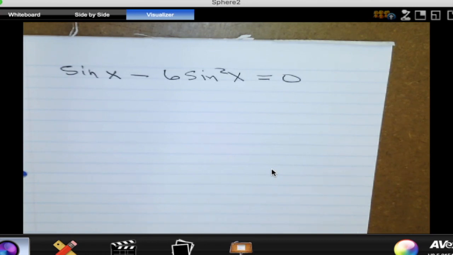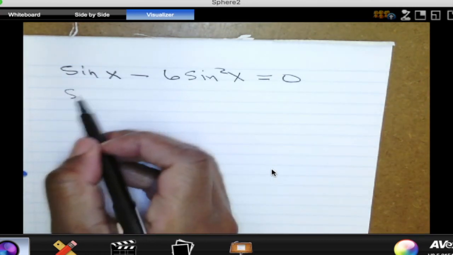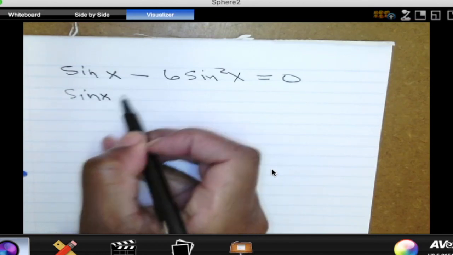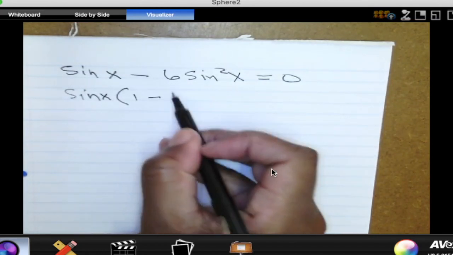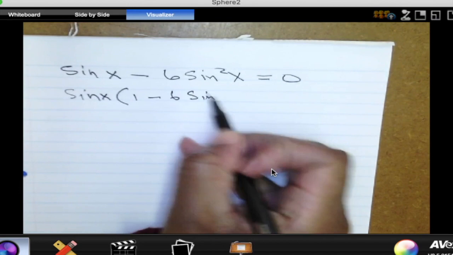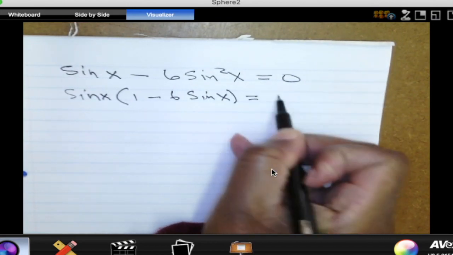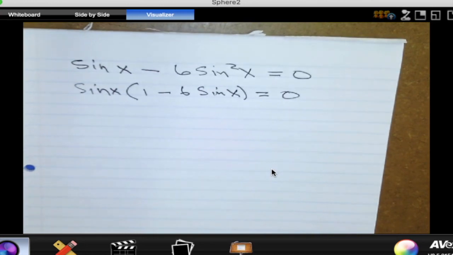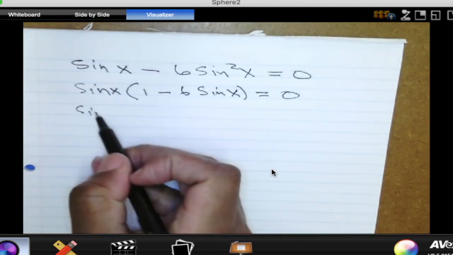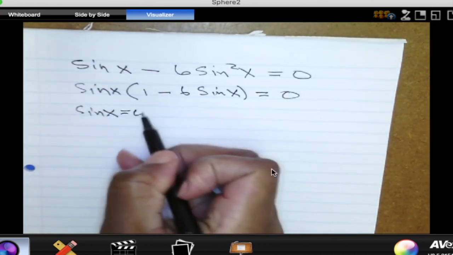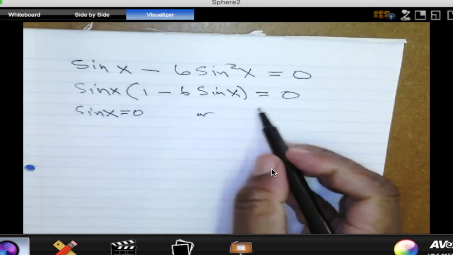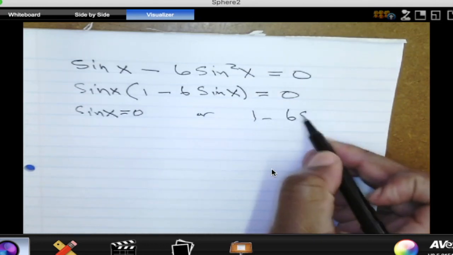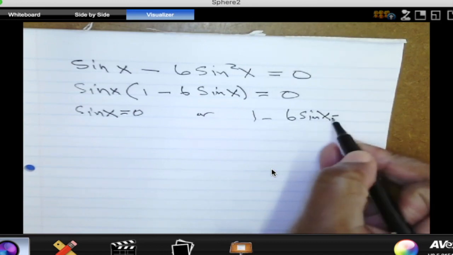So we can factorize straight away. Sine x is common, right? So sine x is common, and we get 1 subtract 6 sine x in the bracket. All that is equal to 0. Then your two equations now: the first one is sine x is equal to 0. The other one is 1 minus 6 sine x is equal to 0.